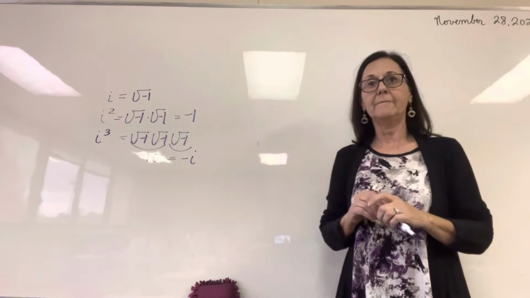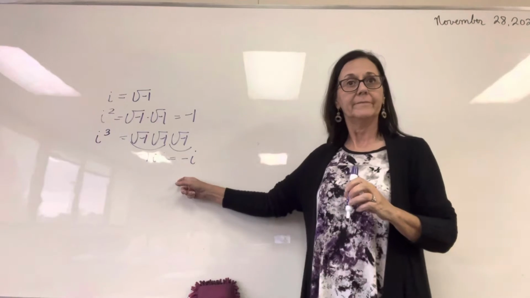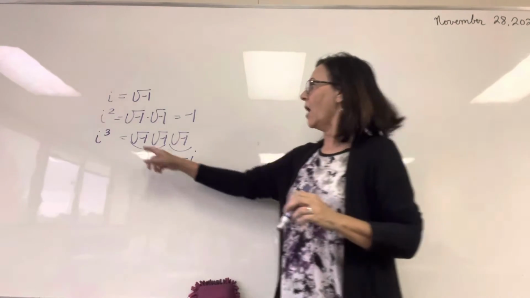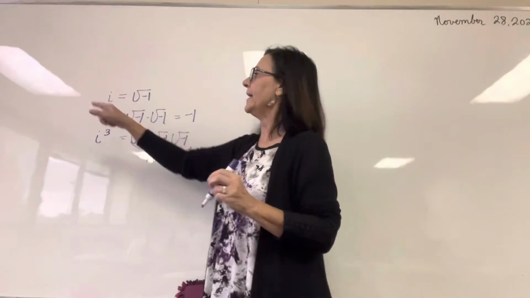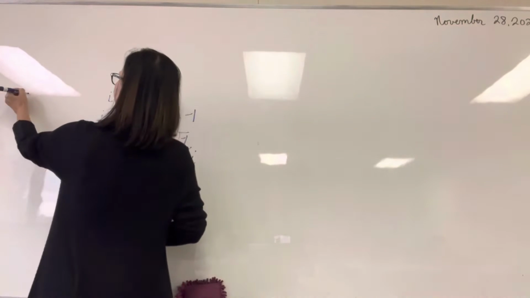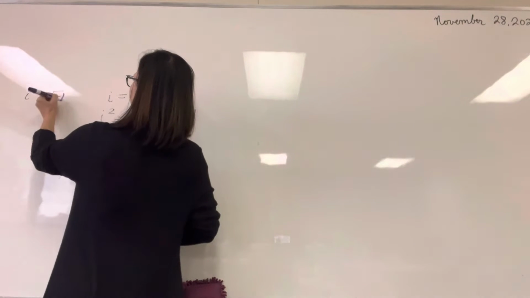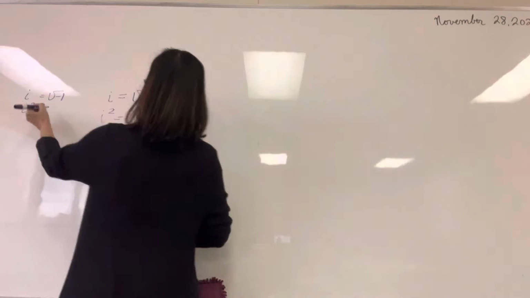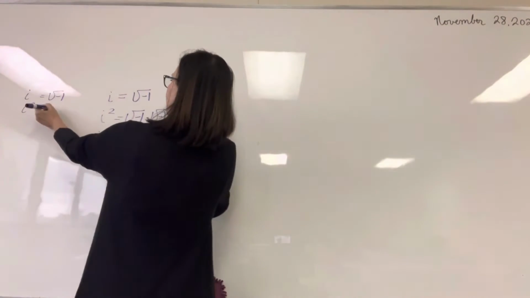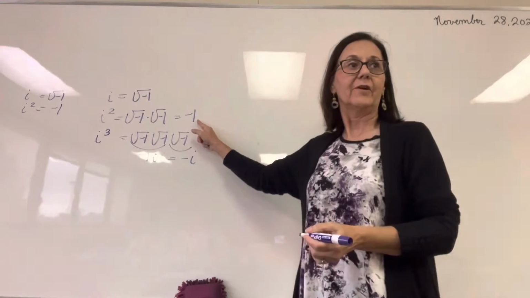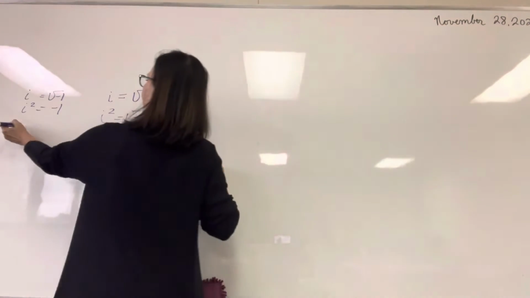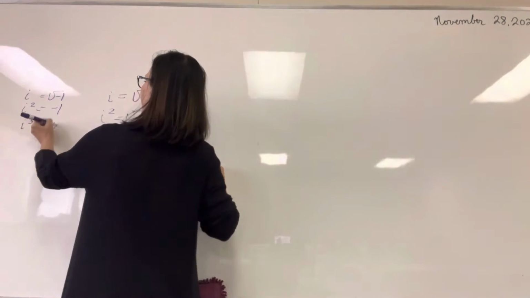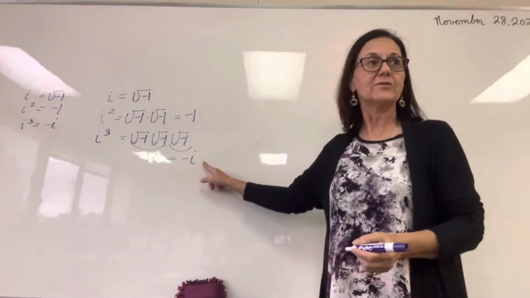Okay, do you see this so far? Do you agree? Everybody look. So far we have i, the square root of negative 1. i squared is negative 1. You agree? i cubed is negative i. We get together so far?